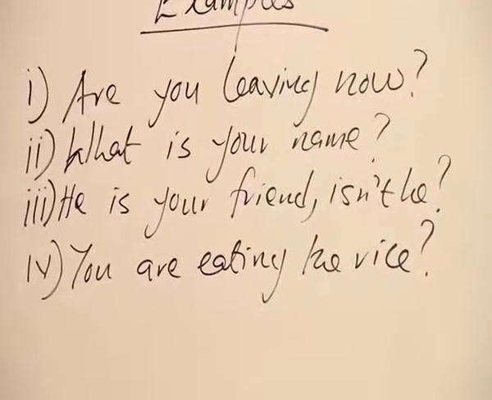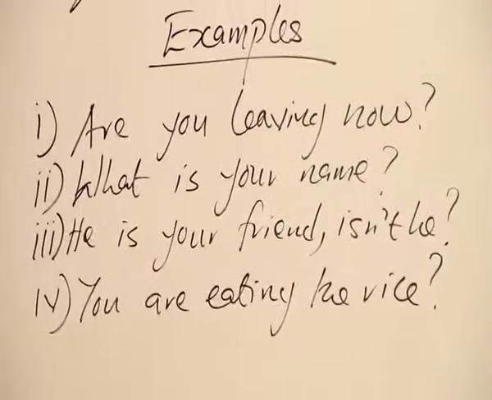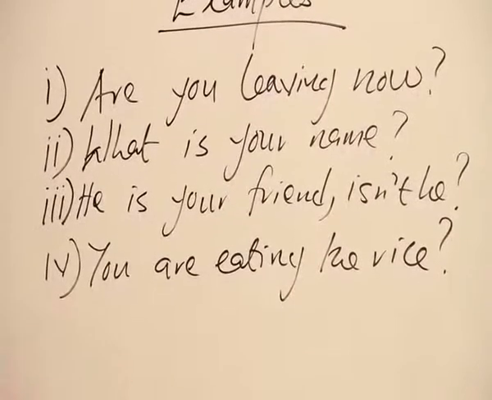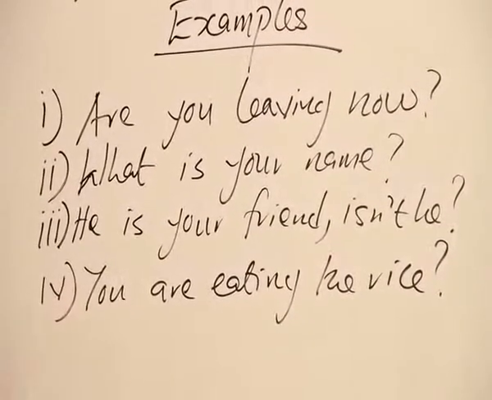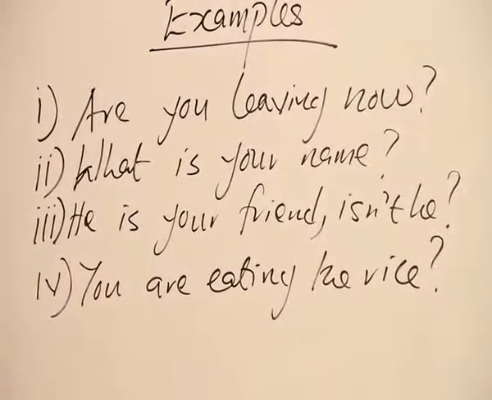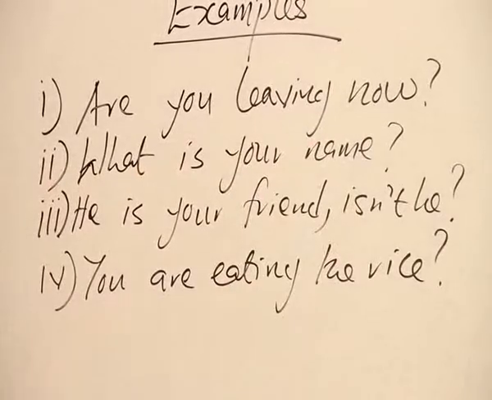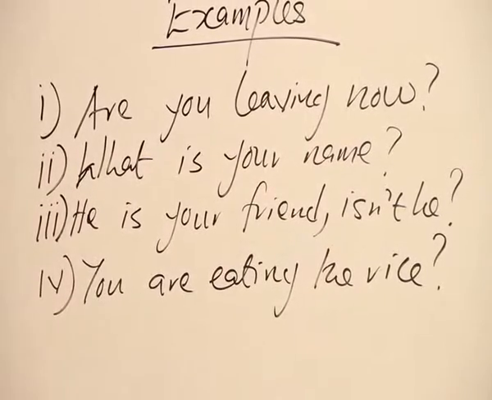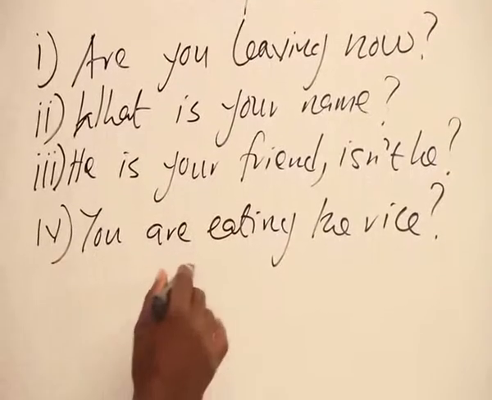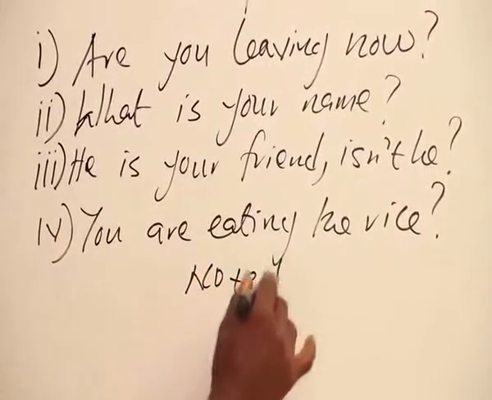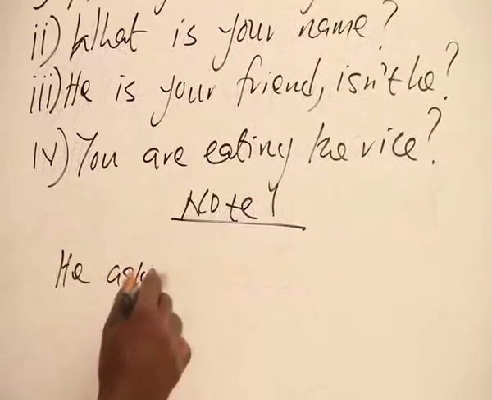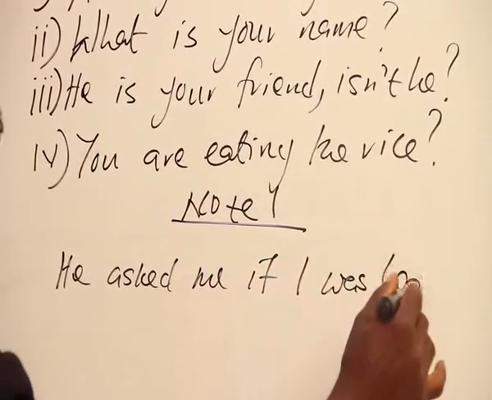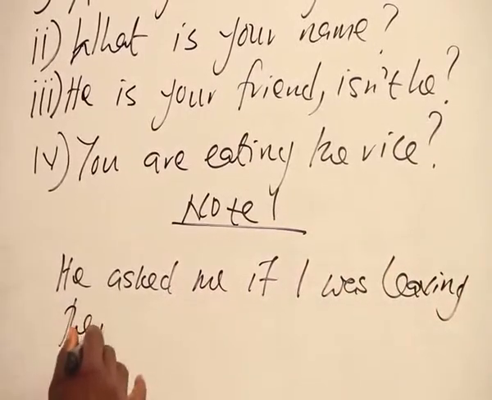Now, we must note something, or a number of things actually. The fact we want to note is this: sometimes you have indirect questions. Indirect questions are not followed by question marks. They are followed by statement. Let's take example 1. Are you living now? We can turn that into indirect questions. So let me put that under note 1. I can say, he asked me if I was living then.